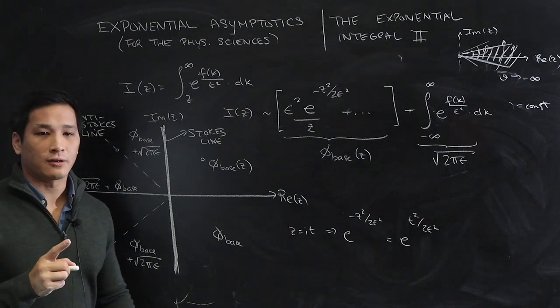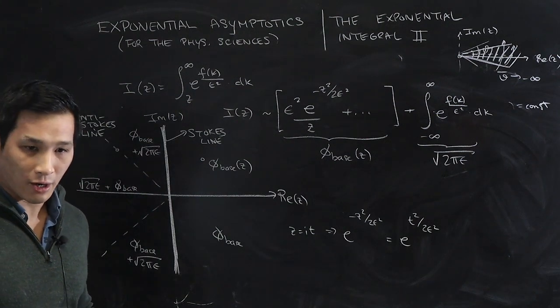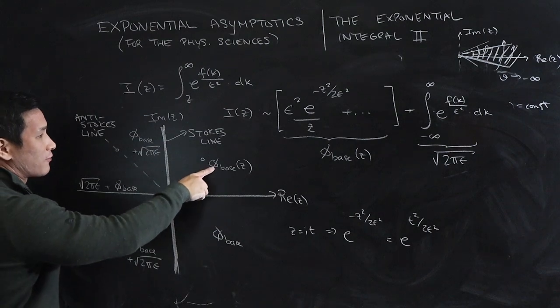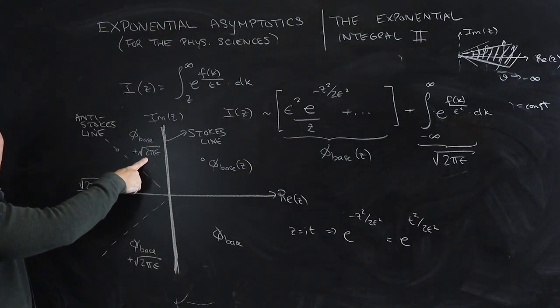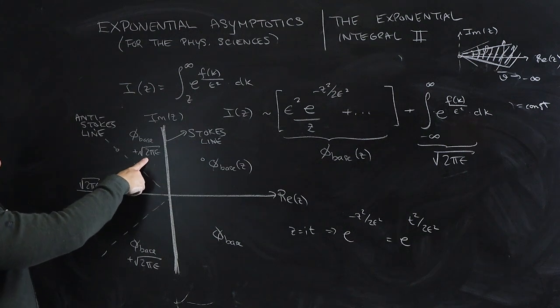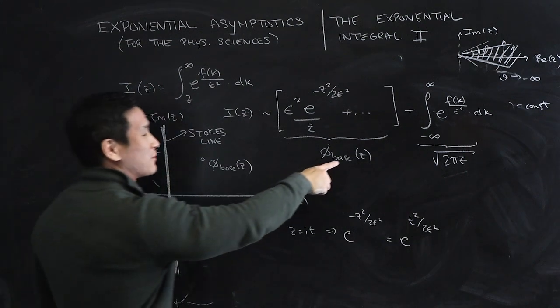The Stokes line is where an exponential switches on or off. So you see, I started off with the base expansion. I crossed that Stokes line, and I switched on an exponential. It doesn't look like an exponential, but it is an exponential. It's exponentially smaller than this one.